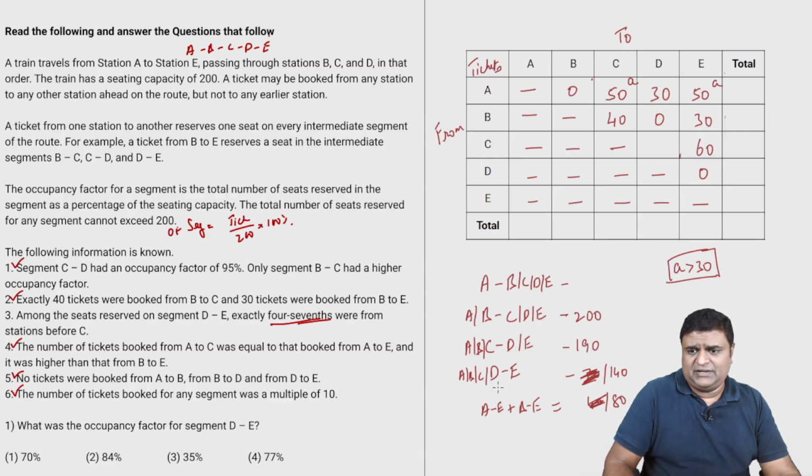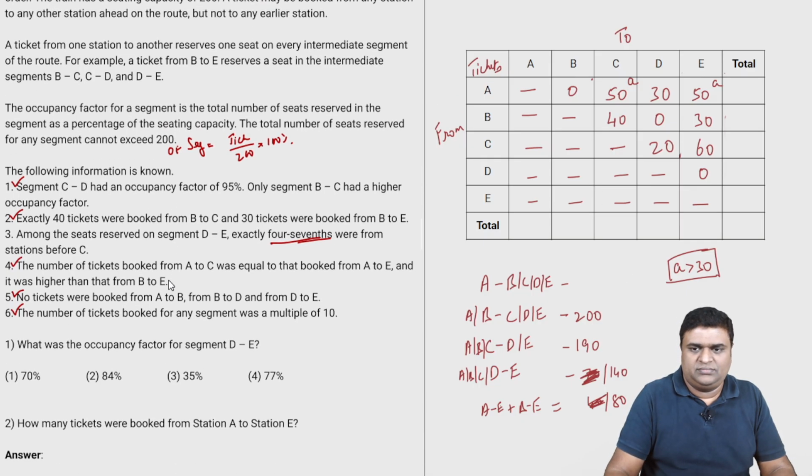And ABC to DE. From ABC to DE, that's going to be this. That's 60 plus 60, 120 plus 50, 170. 170 plus what is 190? 170 plus 20 is 190. With that, we have filled up this table.